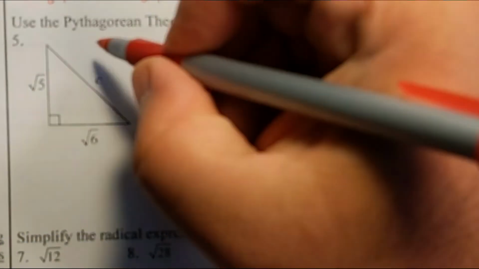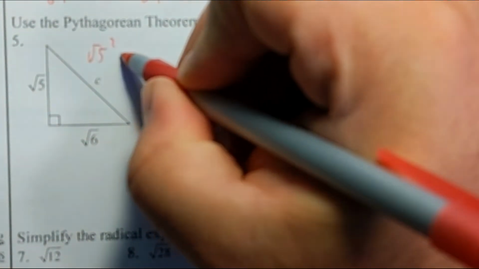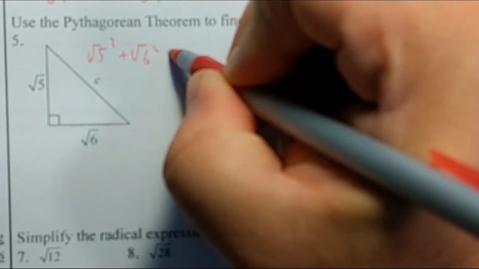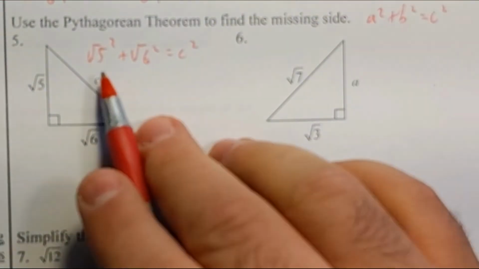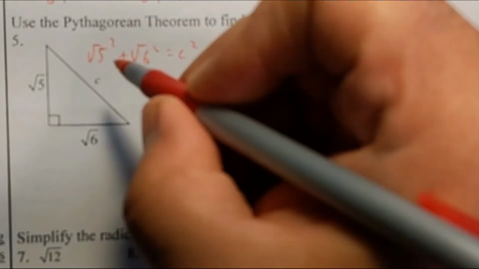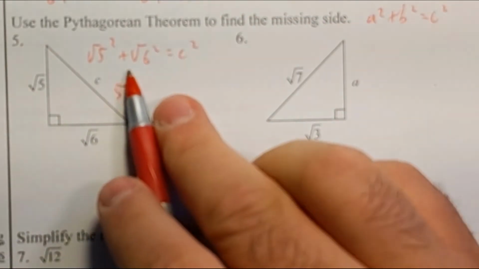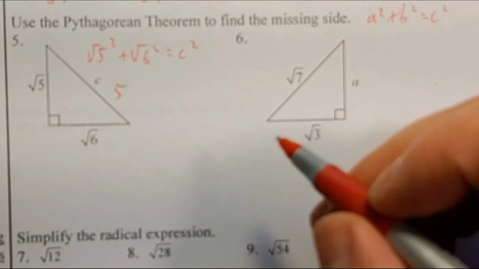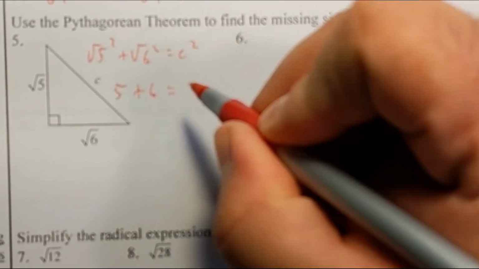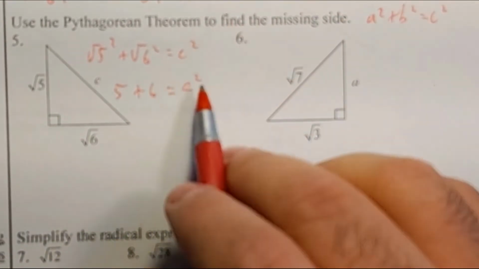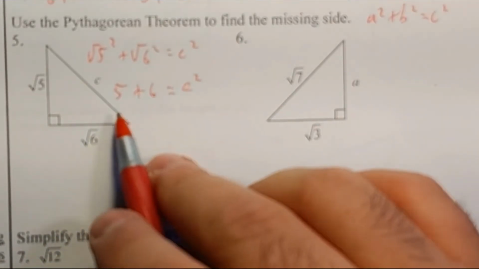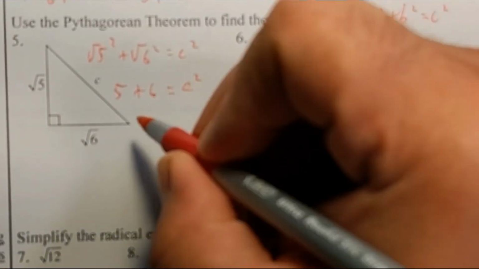So like on this example, you'd go the square root of 5 squared and the square root of 6 squared equals c squared. This square root and that square will cancel, so the first term is just 5. Square root and square just cancel, so the next term is 6. And then c squared doesn't cancel because there's no square root on that. You combine these two together, 5 and 6 makes 11.